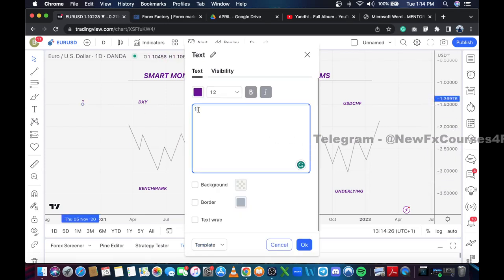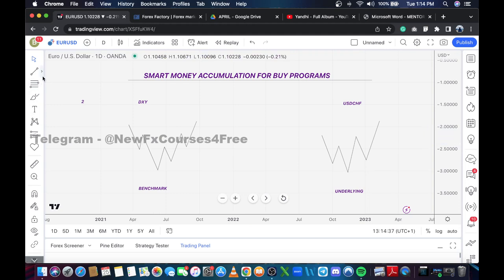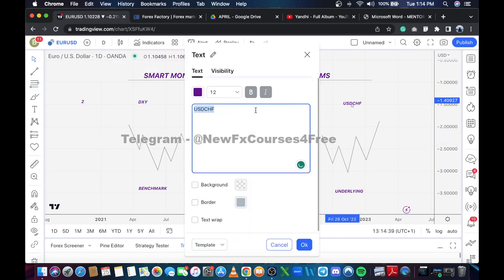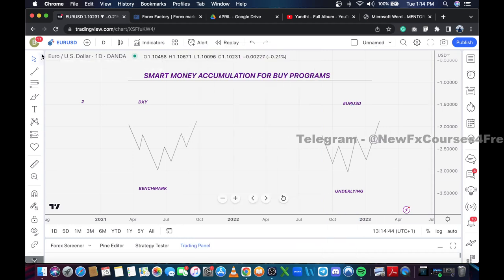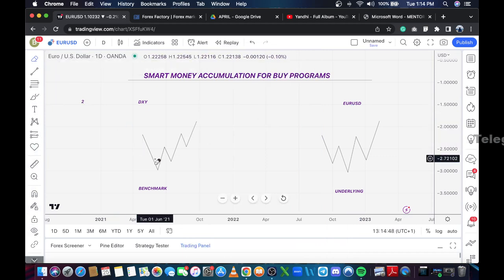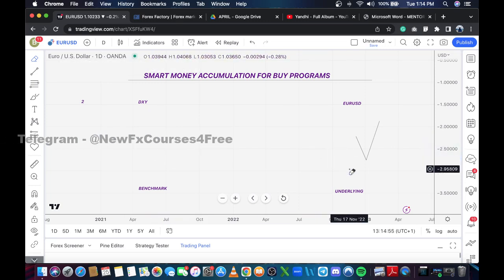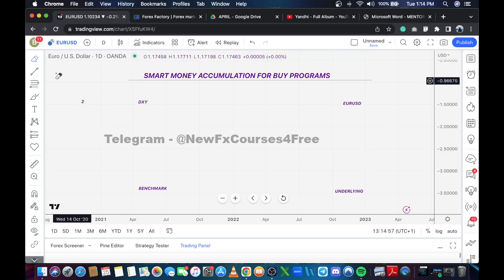We're going to go into example number 2 just to reinforce the concept of benchmark versus underlying and understanding the manipulation among both, and this is for smart money accumulation for buy programs. Here we have dollar on the left, and on the right we have USD CHF. So we're going to get rid of the previous annotations and use new ones for today.